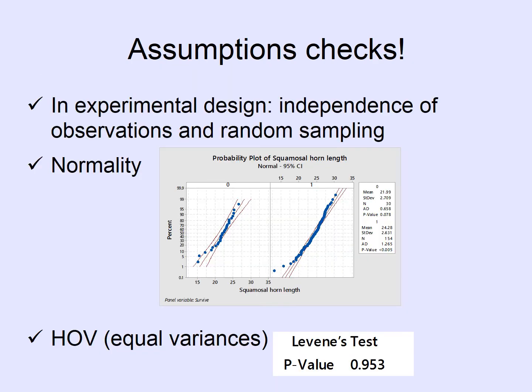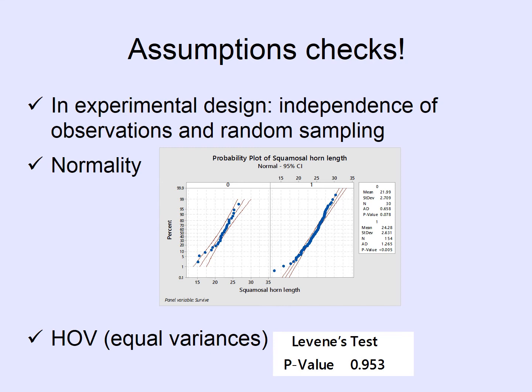All right, well, before I do anything else, I've looked at my data. I've seen that the living ones seem to have longer horn length than the dead ones. And so I'm going to make sure that my data is normal. Of course, in experimental design, I know I have independence of observations and random sampling because we do good experimental design. My normality here, I'm saying check.